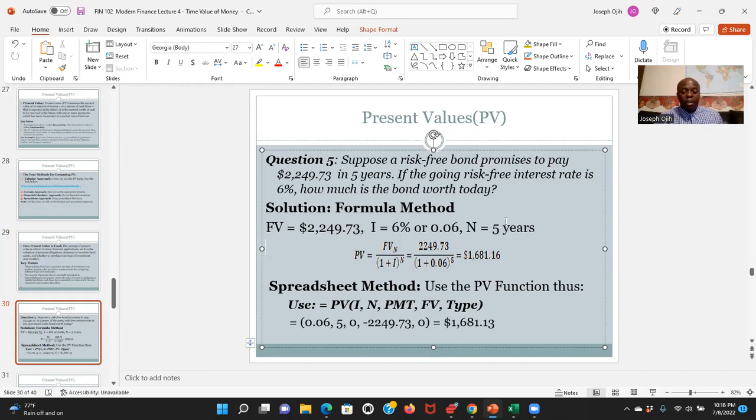So let us plug them in. I'm going to write them down, and then we go to the calculator and plug everything in. The way they are plugged in here, you can see them here. 2,249.73 divided by 1 plus 0.06 raised to the power 5. This one is a part of the formula. So let's go and plug them in, and we get our answer for the present value.